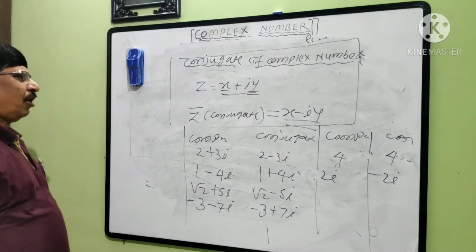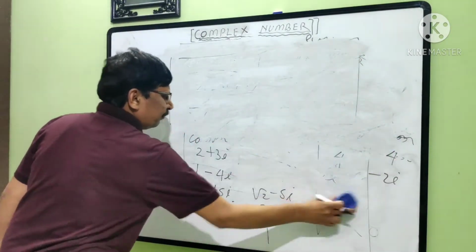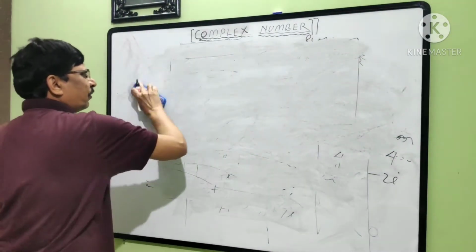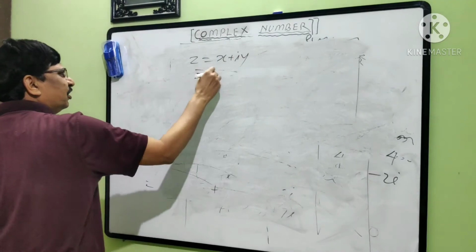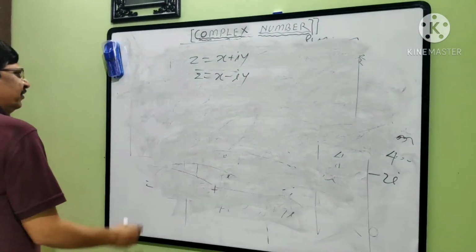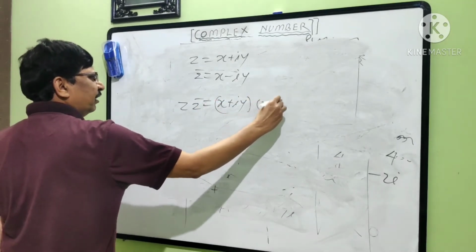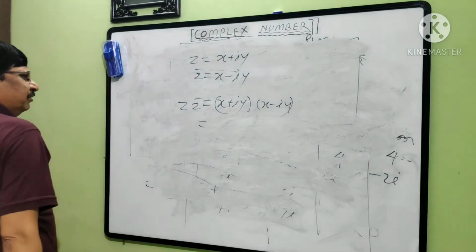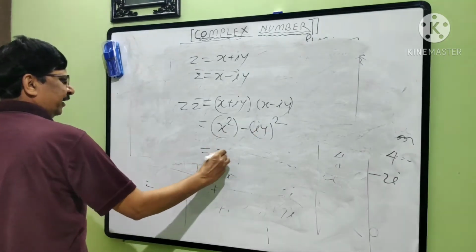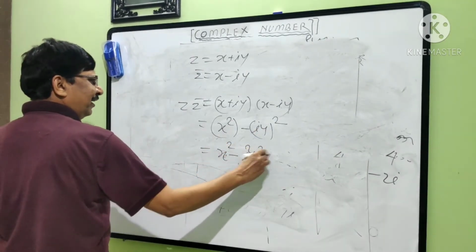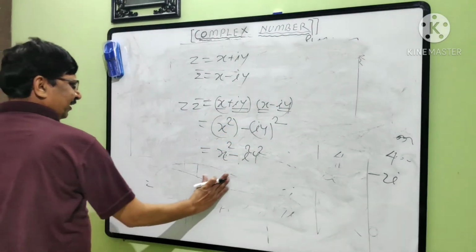Okay. Now what is the property of the conjugate? Simple thing. Suppose z is x plus iy, and z bar, the conjugate, is definitely x minus iy. Now what is the multiplication of z into z bar? That is x plus iy into x minus iy. That is (a plus b)(a minus b), according to this formula x square minus (iy) whole square, that is x square minus i square y square. You know the identity.